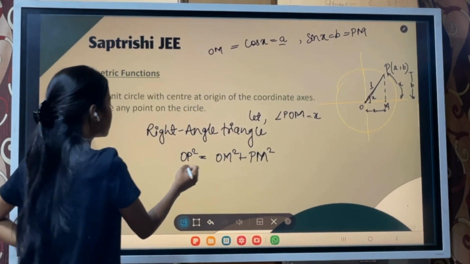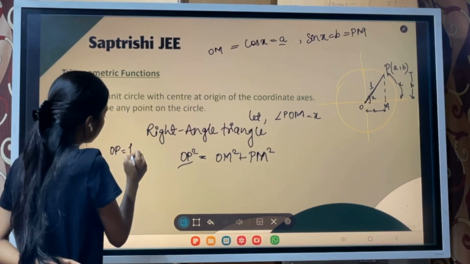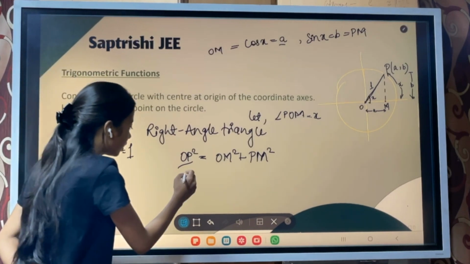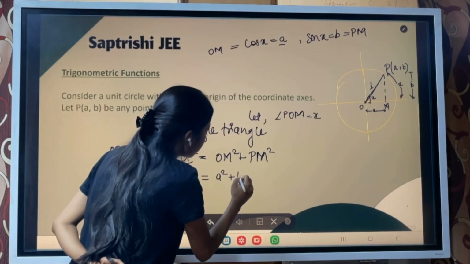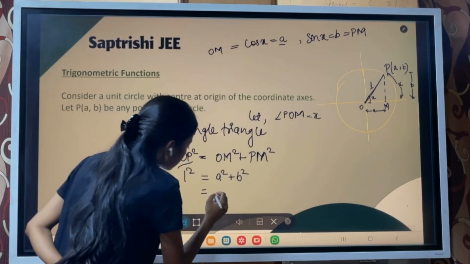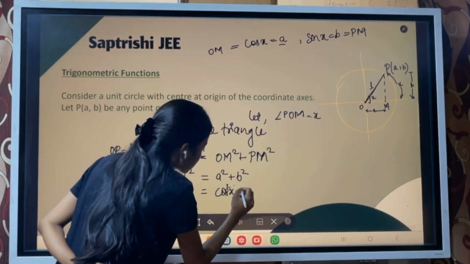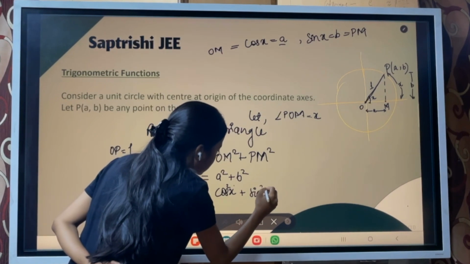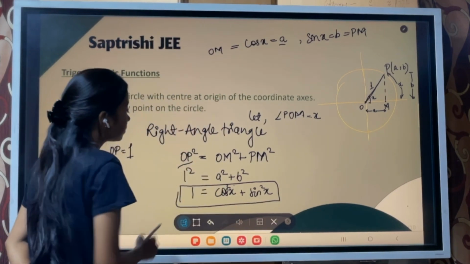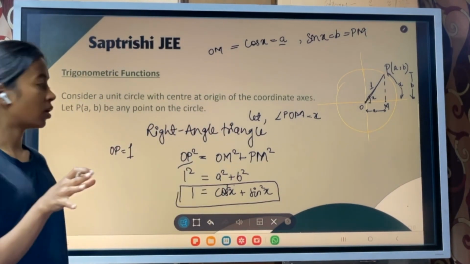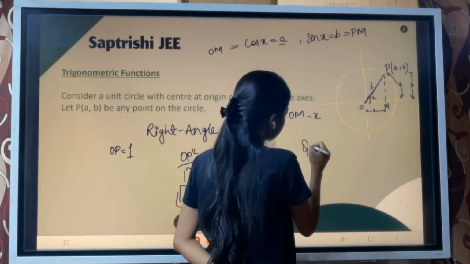And we know OP is nothing but the hypotenuse, and the hypotenuse is the radius of the unit circle. So the OP value is 1. Let's put it in: 1 squared is equals to A squared plus B squared. What was the value of A? A is nothing but cos x. So cos squared x plus sin squared x. So this we got from the unit circle with origin O. Here we also have to know about the quadrantal angles.